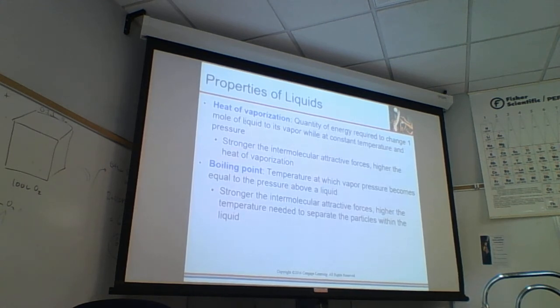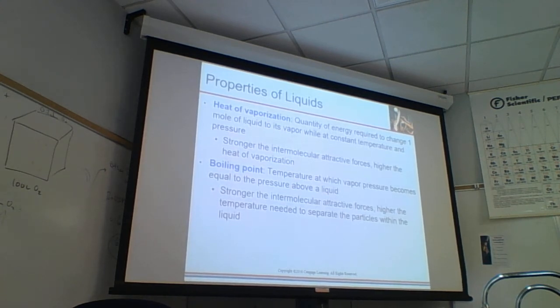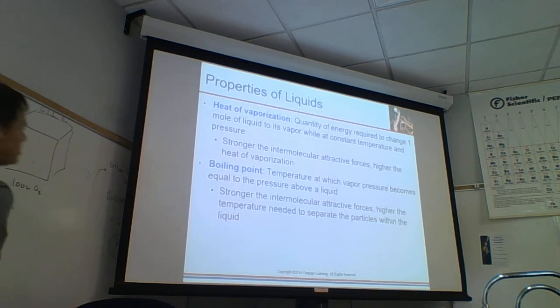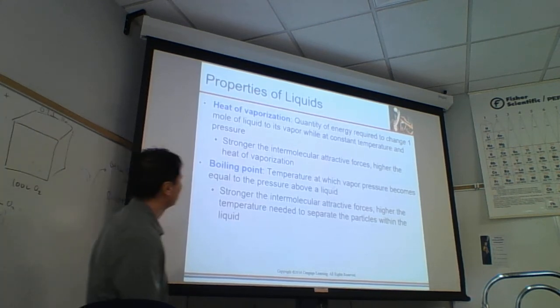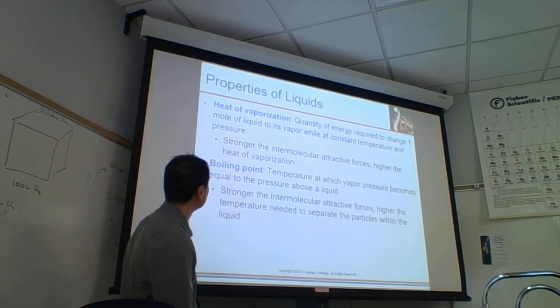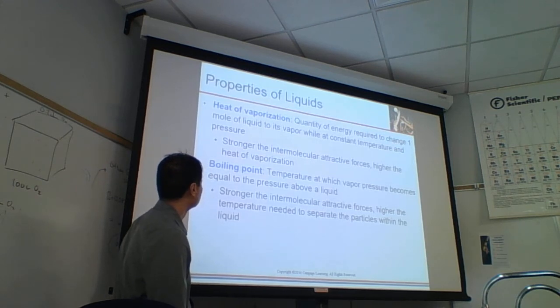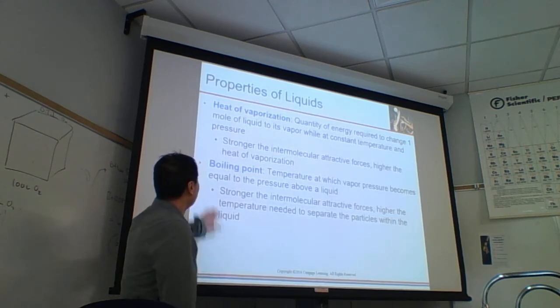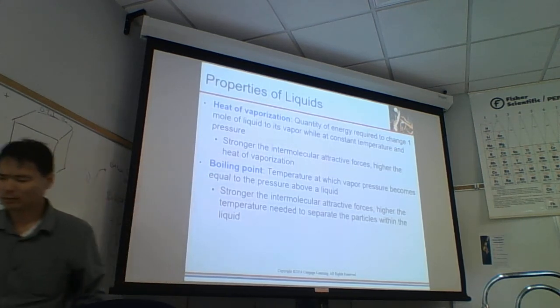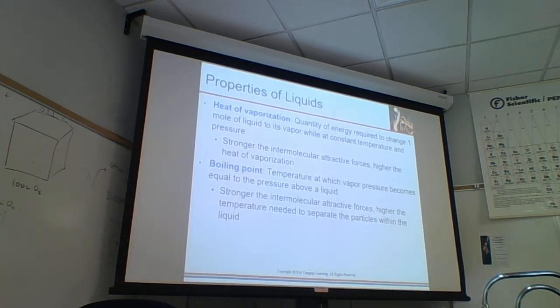Some other properties that we're interested in is the heat of vaporization. Heat of vaporization is how much energy it takes to vaporize. Then we have the boiling point. The boiling point is the temperature at which the vapor pressure becomes equal to the pressure above the liquid.